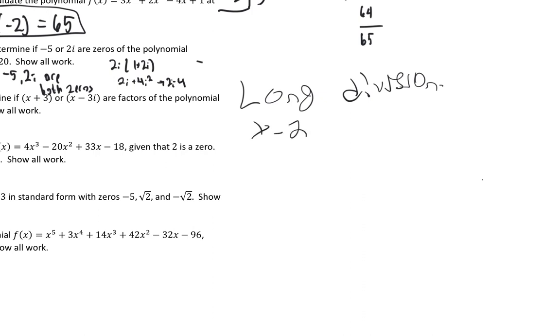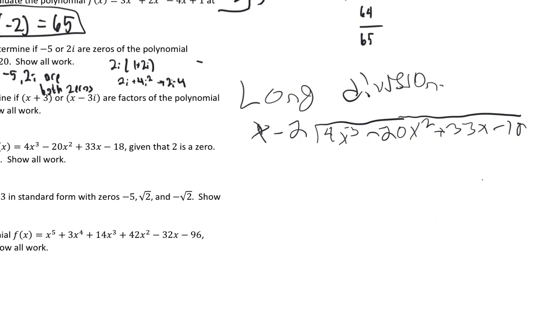x minus 2 into 4x cubed minus 20x squared plus 33x minus 18. And that's going to give us the quadratic that's left over. And then once we have that quadratic, we can factor it and then write everything in linear form.